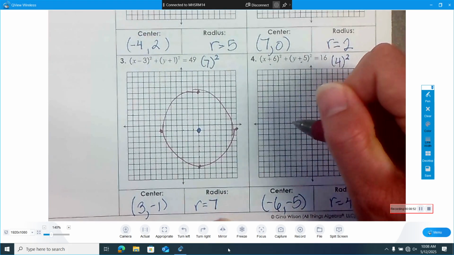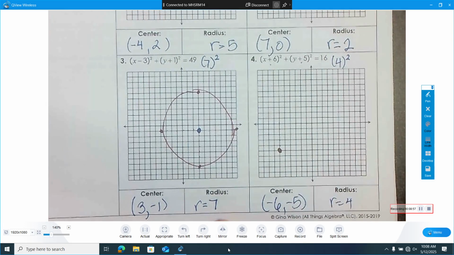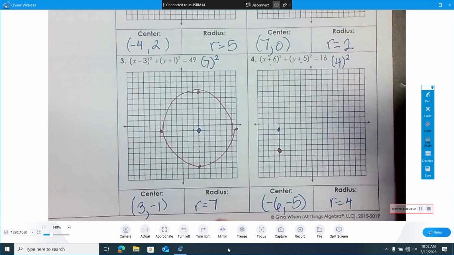So negative 6, negative 5. 1, 2, 3, 4, 5, 6. 1, 2, 3, 4, 5. Right there. And then the radius is 4. 1, 2, 3, and 4.